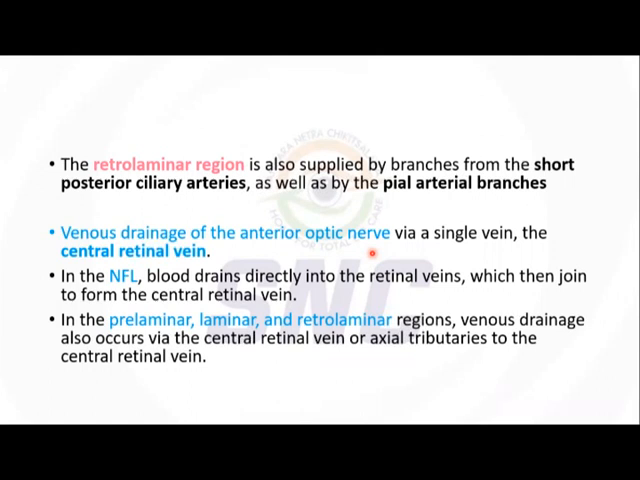Next, venous drainage of the anterior optic nerve is by a single vein, that is the central retinal vein. In the nerve fiber layer, blood drains directly into the retinal veins, which then join to form the central retinal vein. In the prelaminar, laminar and retrolaminar regions, venous drainage also occurs via the central retinal vein or axial tributaries to the central retinal vein.